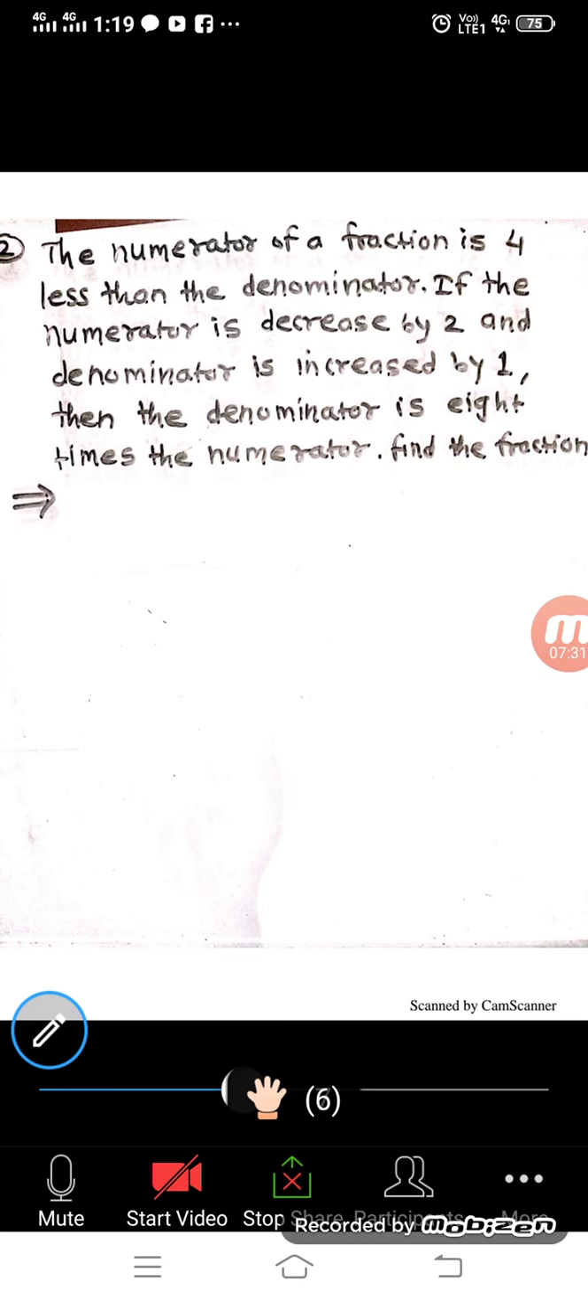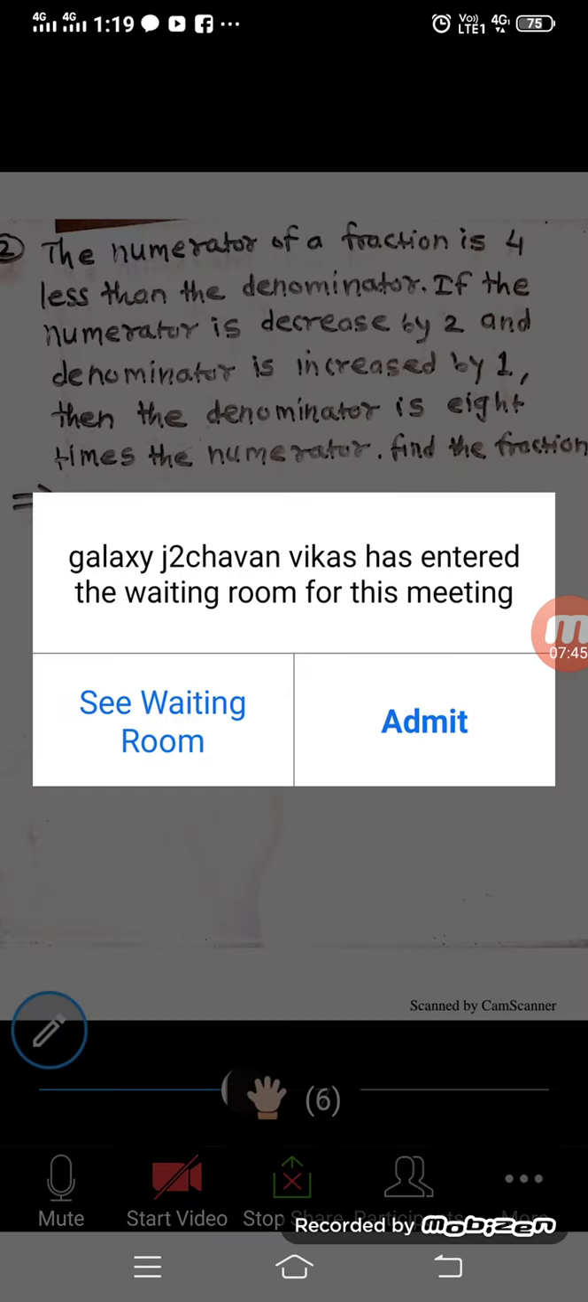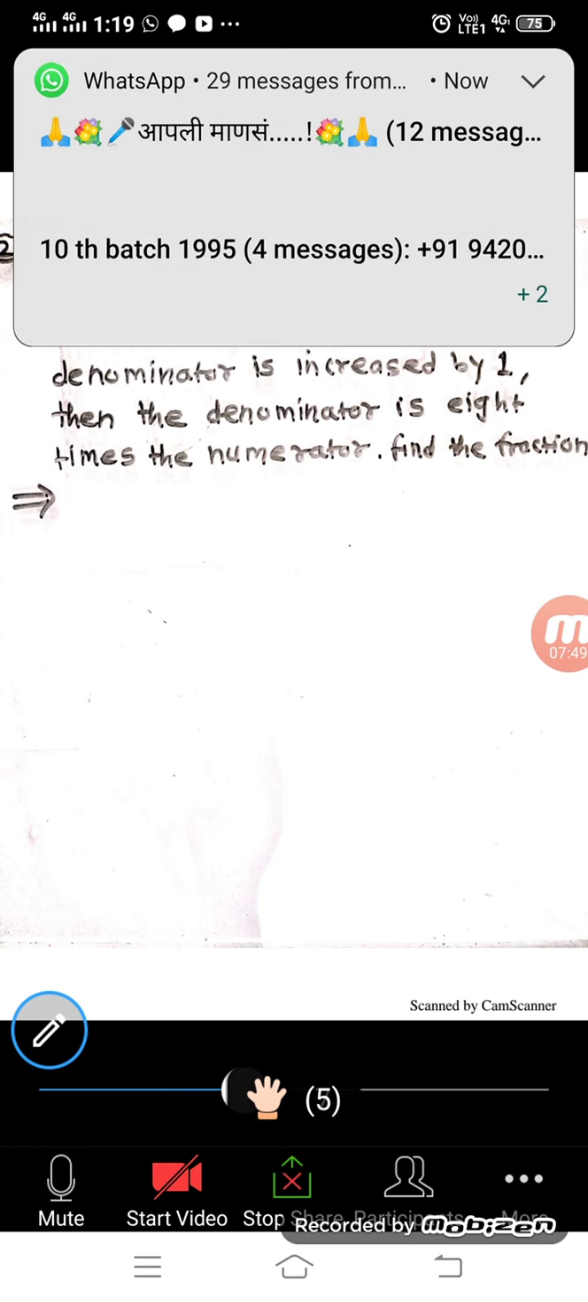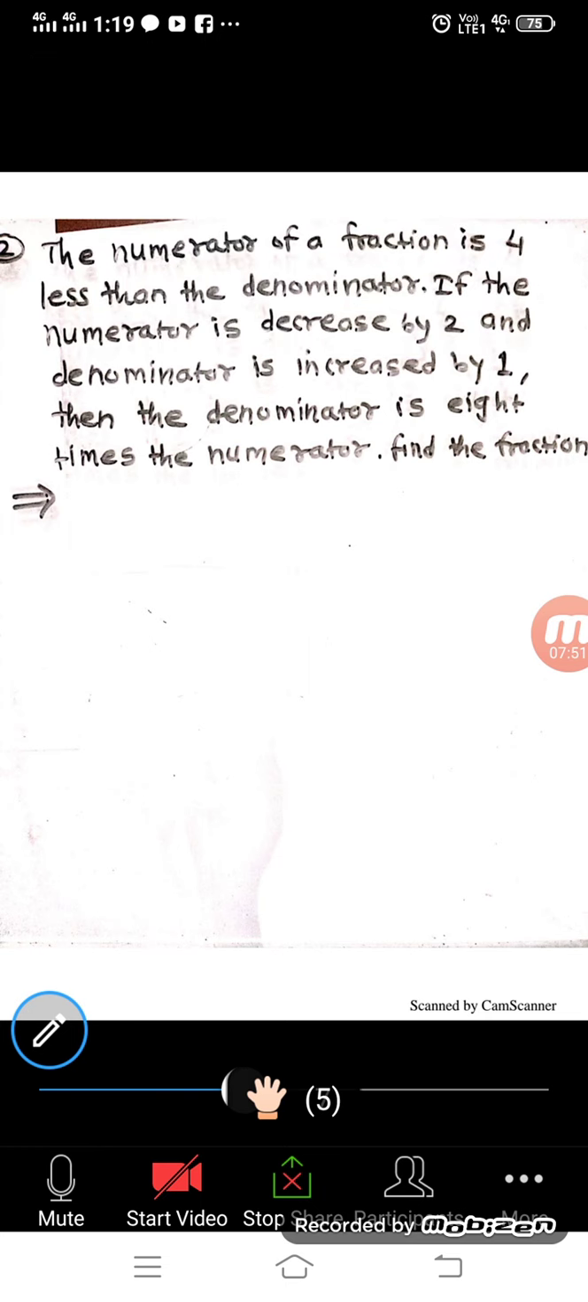The next problem. The numerator of a fraction is 4 less than the denominator. If numerator is decreased by 2 and denominator is increased by 1, then the denominator is 8 times the numerator. Find the fraction.